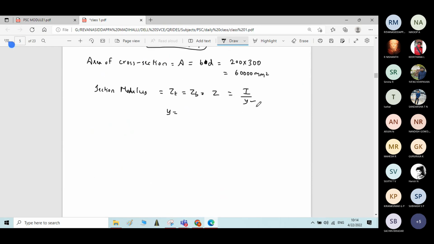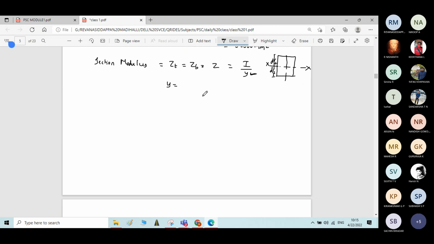Now, whatever the Y which is required to calculate the section modulus is the distance of centroid of the section either from the top fiber or the bottom fiber. So this is the centroidal axis XX. It will be at a distance of D by 2 and D by 2 from either top fiber or the bottom fiber. Therefore, as this central distance from top fiber and bottom fiber is same, that is D by 2, then ZT is equal to ZB is equal to Z. Y is equal to directly D by 2. D is 300 divided by 2, nothing but 150 mm.